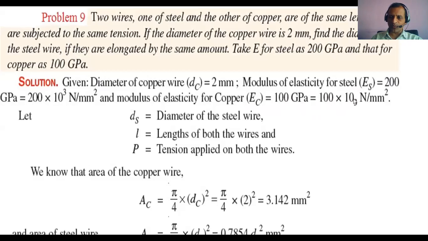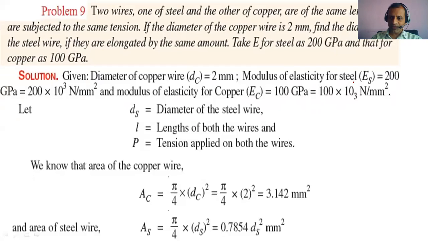It should come at the top. 3 should come at the top. This is 10 to the power of 3, not at the bottom. So 10 to the power of 3 Newton per mm square.